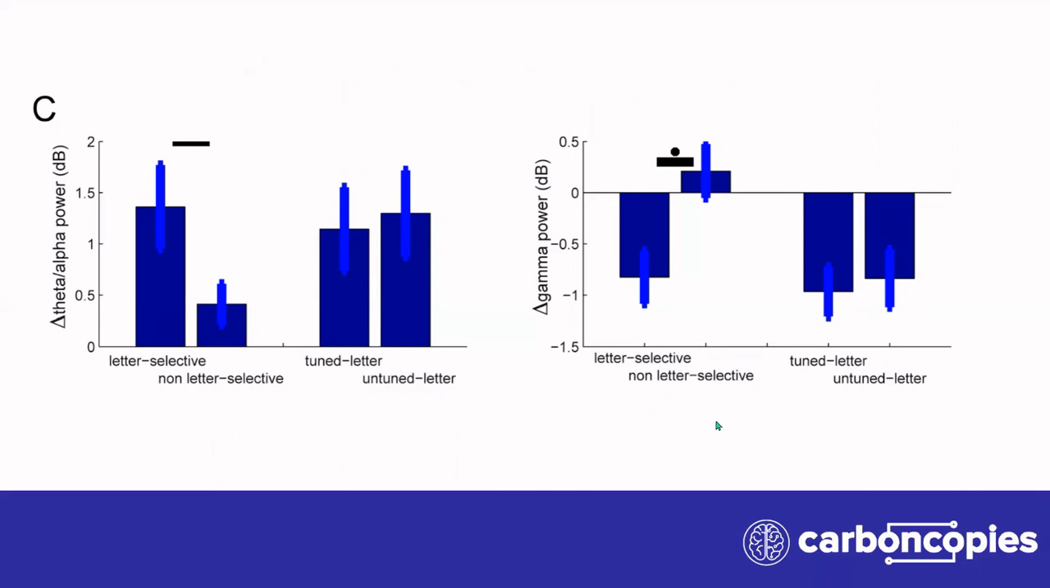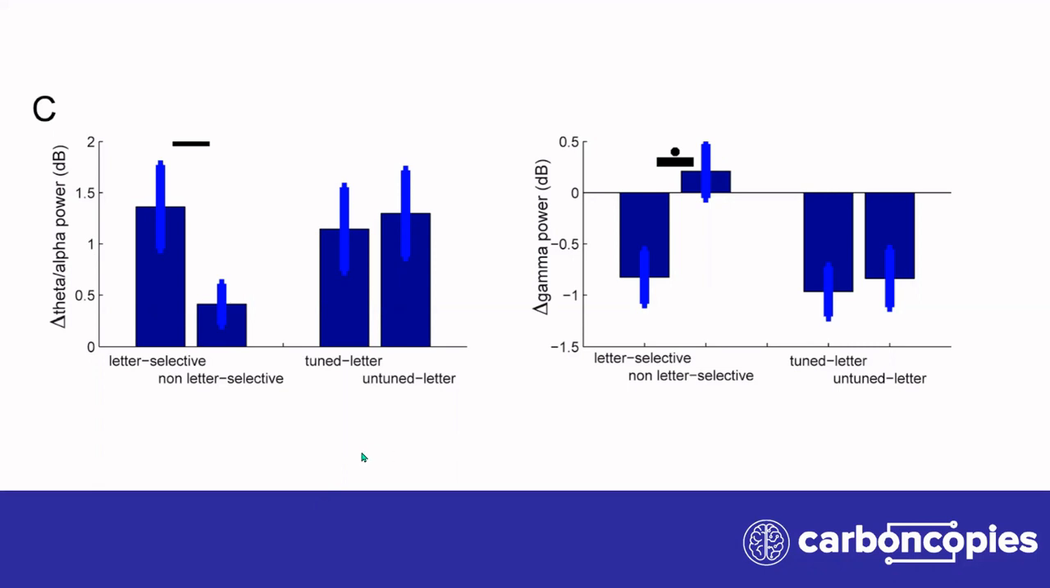And here the same for gamma. So we have this both for gamma and alpha. Overall, this shows that there's no significant difference in either the theta, alpha or gamma power for tuned versus untuned letter selective sites, but a strong significant difference between letter sites and non-letter sites. The involvement in the task was clearly differentiated, and both oscillations are consistently involved.